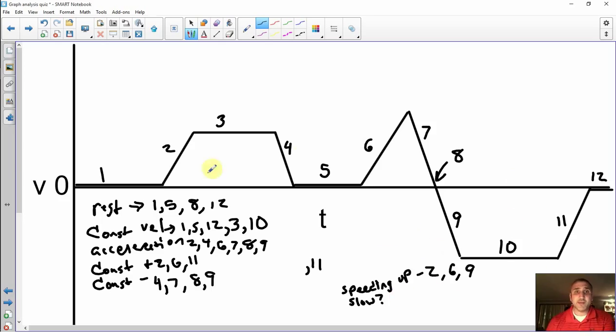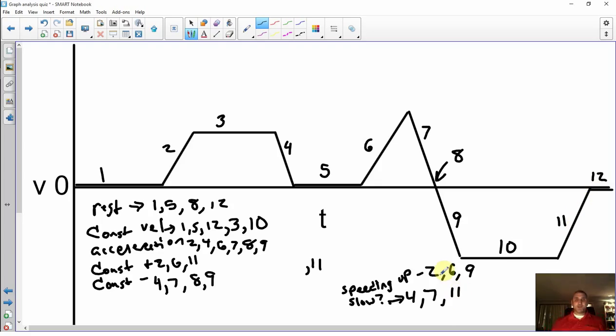And then where are we slowing down? Well, anywhere we're getting closer to 0. So we're starting up here, and at number 4, we're coming closer to 0. So we're slowing down, slowing down, slowing down. So slowing down is 4. 5, we're stopped. 6, we're speeding up. 7, we're slowing down. 8, we're stopped. 9, we're speeding up. So neither of those is slowing down. And then 10, negative, negative, negative. 11, we start slowing down, slowing down, slowing down, and stopping at 12.